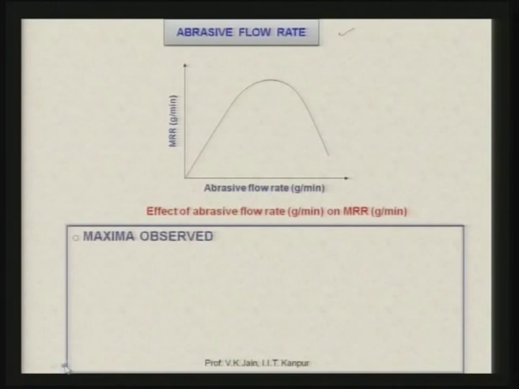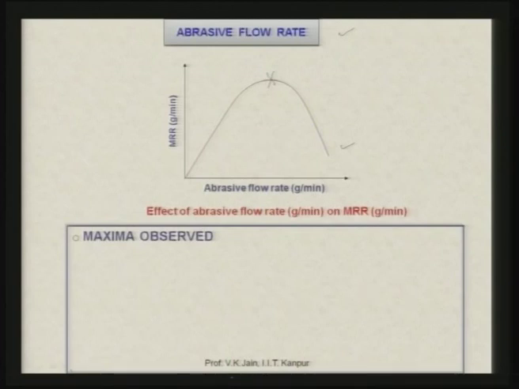Now, let us see the effect of different process parameters on the performance of abrasive jet machining process. First, let us consider abrasive flow rate. You can see here, as abrasive flow rate is increasing, the material removal rate in terms of gram per minute is continuously increasing up to a certain point, and there is an optimum or maximum value of material removal rate, beyond which it starts decreasing.